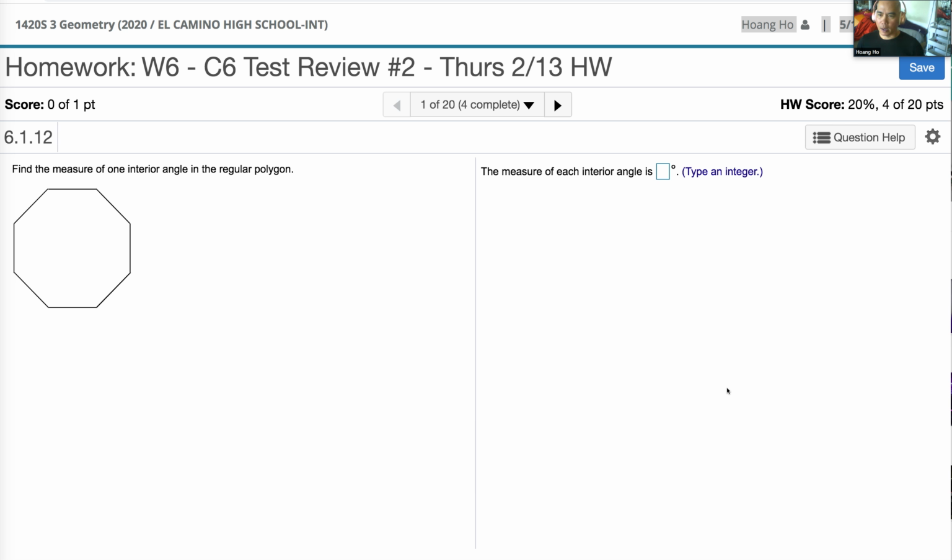Today we go over the solution of the required homework for chapter 6 test retake. Number 1, you need to find the measure of one interior angle in the regular polygon. Okay, so let's go over here.